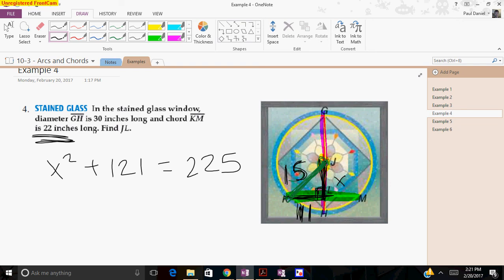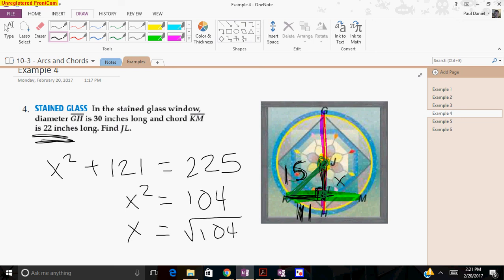Good. All right, so we're going to subtract 121, and when we do that, we get x squared is equal to 104, and then we're going to square root that, and we'd have plus or minus, but x can't be negative. Makes no sense for a line segment to have a negative measurement, right? So it's going to be the square root of 104, and I would just leave it like that. Because 104 is like, what, 52 times 2, so I'm not really going to try to think about how I might be able to simplify that. I'm just going to let it ride.